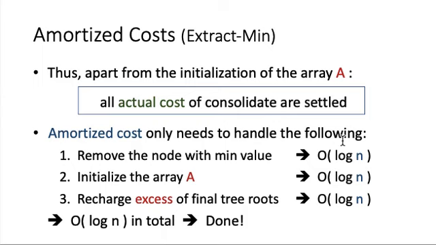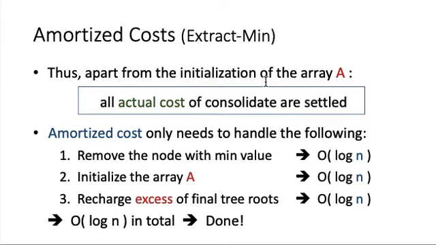Because after we remove a node, it will cut all the links between the node and its children. And we have already proven that each node has degree at most order of log n. So it takes order log n time to remove a node. And also, we will need to initialize the array A. So array A has order log n entries, so the initialization also takes order log n time.